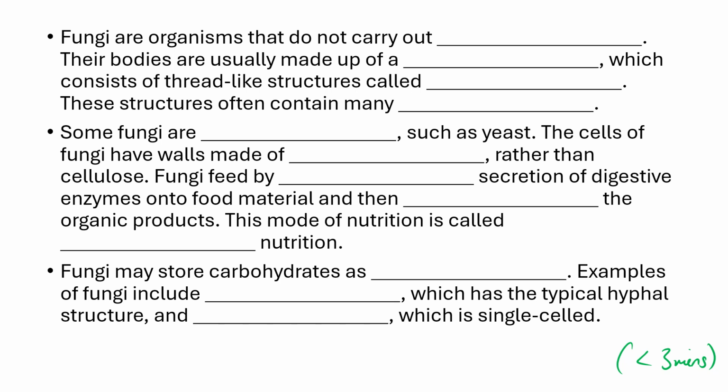So fungi are organisms that do not carry out what key process? Light, camera, action. Yep, photosynthesis. Their bodies are usually made up of hyphae, which consists of a thread-like structure. Well, thread-like structures called hyphae, and collectively they make up the mycelium. Like this video if you got the first 3 right.